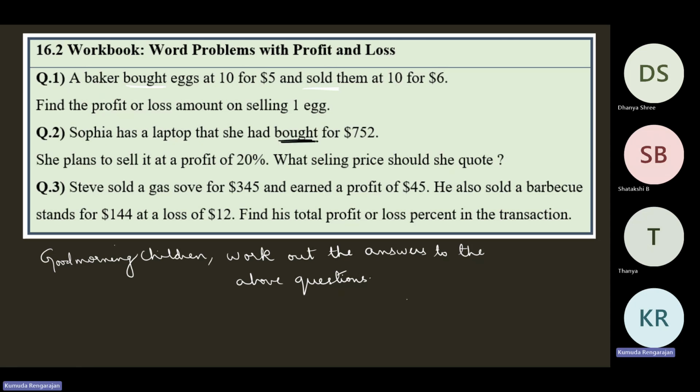Here, Sophia bought the laptop for $752. So this is the cost price of the laptop because she bought it for this. And she plans to sell it at a profit of 20%. What selling price should she quote? Meaning what should she announce? Like when somebody asks her, okay, I heard you're planning to sell your laptop, so at what price are you selling it for? So she has to quote the selling price.